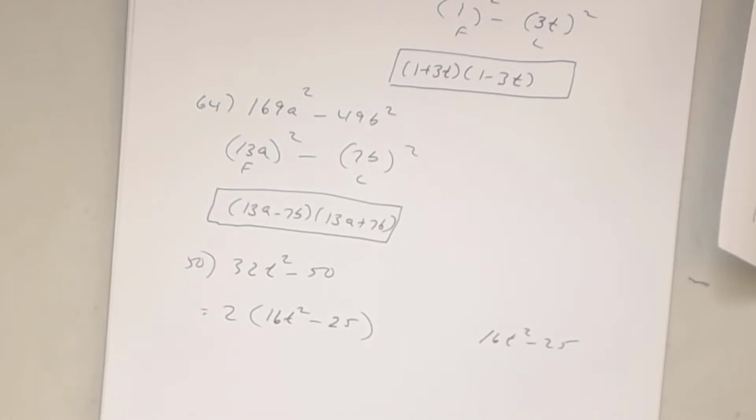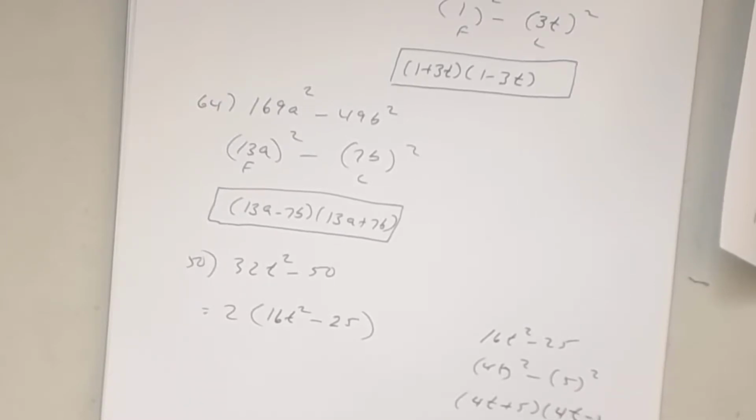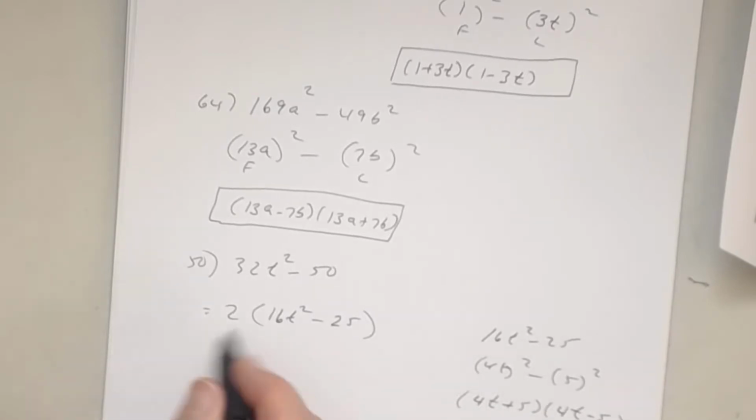So what you're trying to say is that right here is the difference of two squares, because I can write this as 4t and 5, right? So this little part that was inside the parentheses, I can factor as 4t plus 5 times what? But don't forget, that's not the answer to the original problem. In the blank, don't forget the GCF. So what's the answer? 2 times.